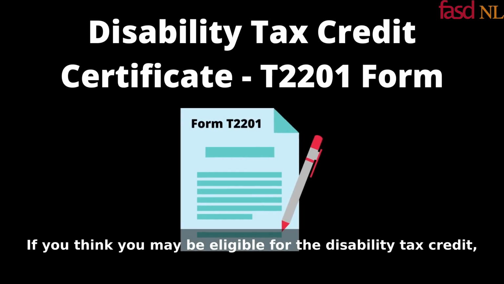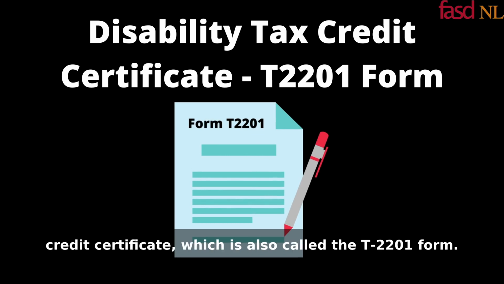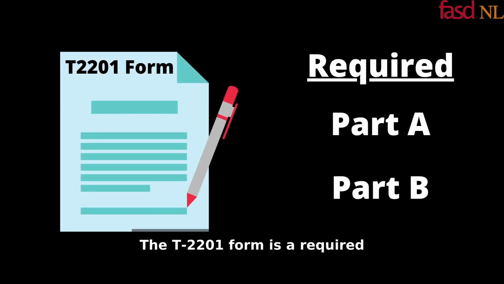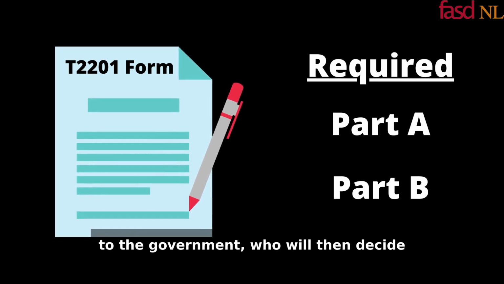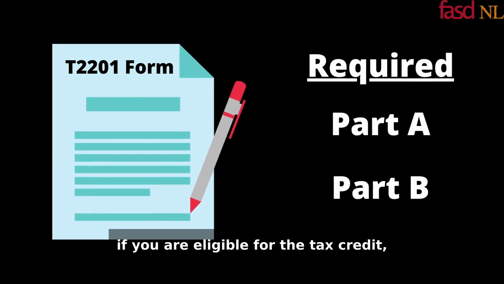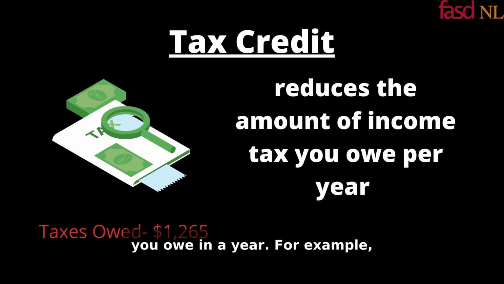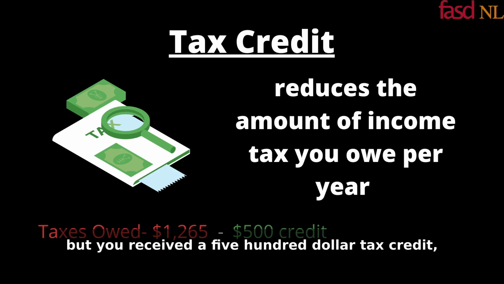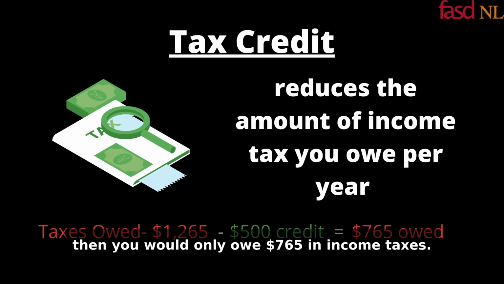If you think you may be eligible for the Disability Tax Credit, the next step is to apply using the Disability Tax Credit Certificate, which is also called the T2201 form. The T2201 form is a required and standardized document that you must submit to the government, who will then decide if you are eligible for the tax credit. A tax credit is like a gift card that reduces the amount of income tax you owe in a year. For example, if you owe $1,265 in income tax, but you received a $500 tax credit, then you would only owe $765 in income taxes.